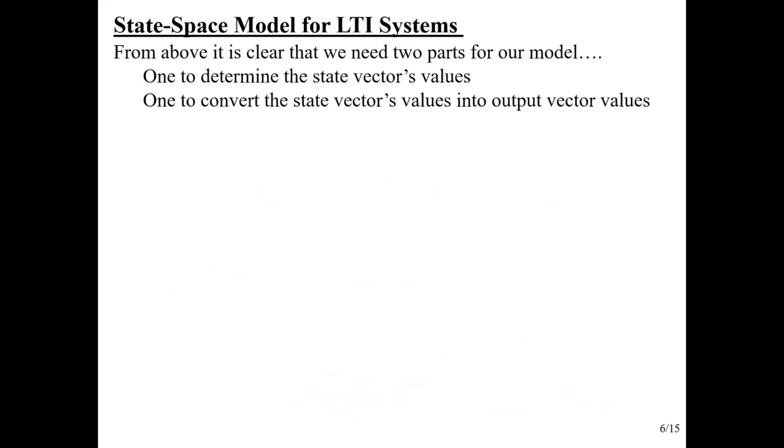Okay, so we've been dancing around what this state space model is. So let's take a look. We've already seen that it needs two parts. One that tells us how to find the state vector's values at a given instant of time, and then a second one to take that state vector's value at that time and compute the output. Oh, vector. So this is nice. We could handle multiple outputs all at once if we want.